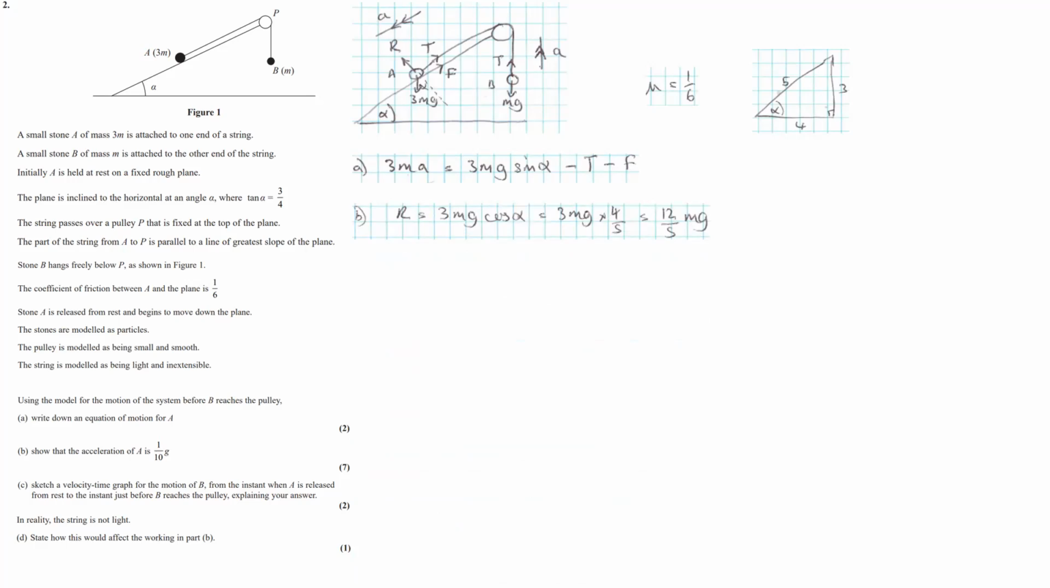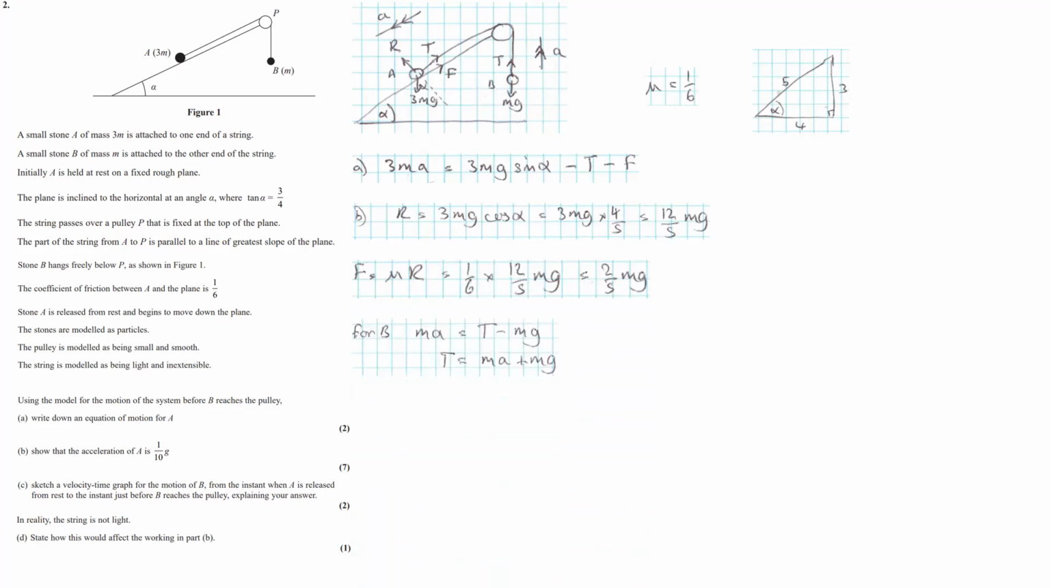And the reason they ask you to work out the equation of motion in part A is because you're going to need that. You're going to need a substitution for T and a substitution for F. So I started off by working out R because I'm going to need R to work out F. So F is equal to mu R. I multiplied by mu and I got that. So I got my F out of the way.